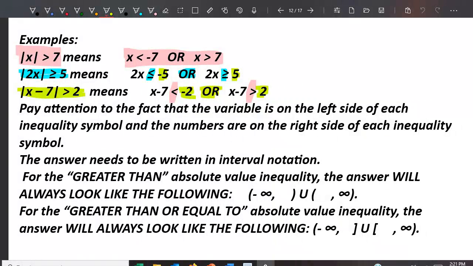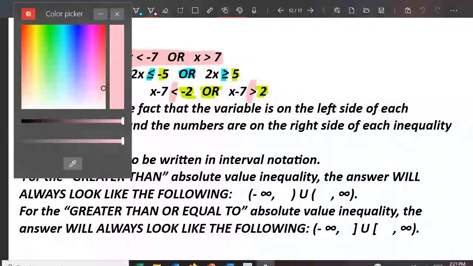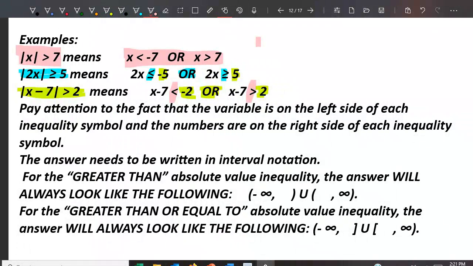And we're going to solve each one of them. Now, with the OR problems before, we have the union symbol. Most of the time we have the union symbol. This time, our interval notation will always look like this. You will always have a union symbol.